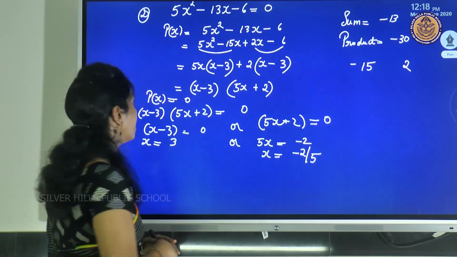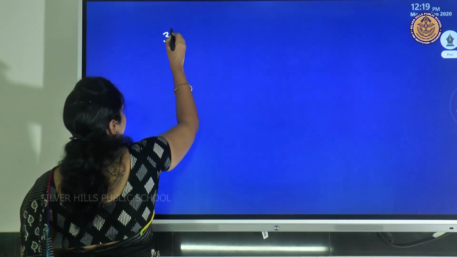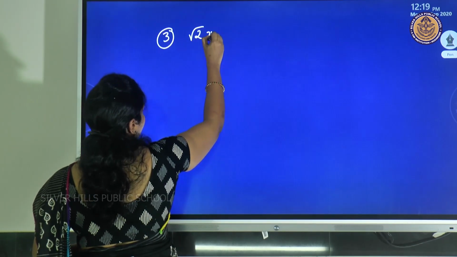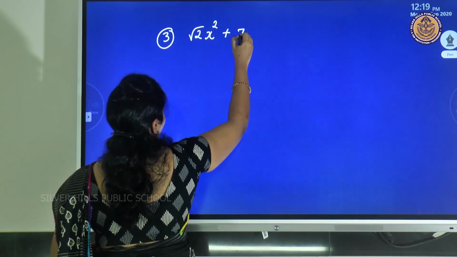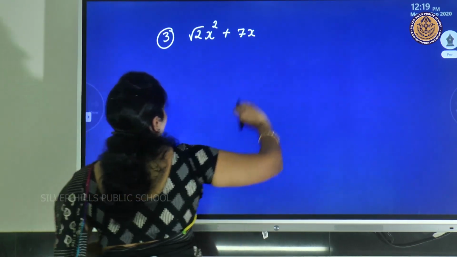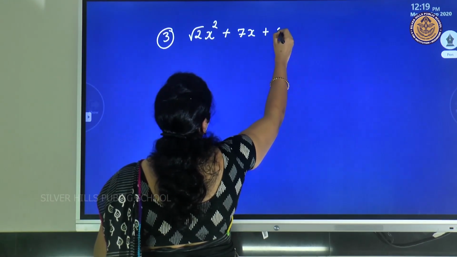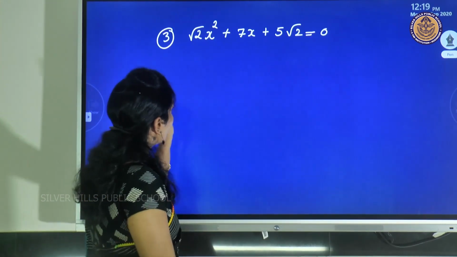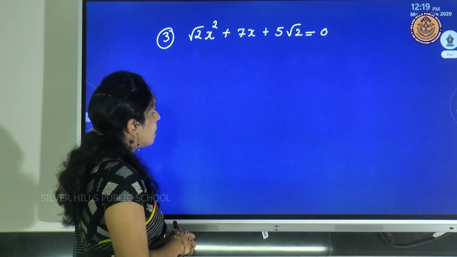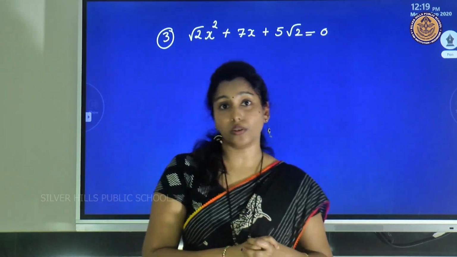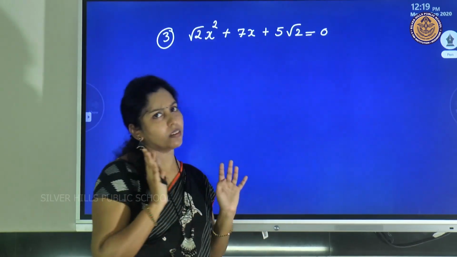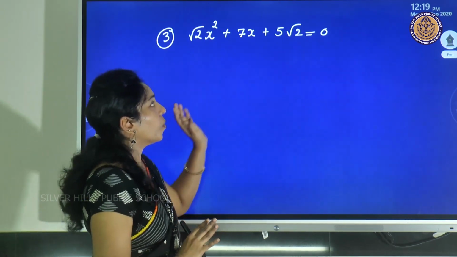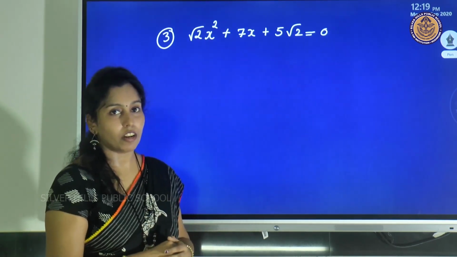So we will do 2 more questions. Question number 3. Solve root 2x square plus 7x plus 5 root 2 is equal to 0. So here root is coming, but still the method is same. We follow the splitting the middle term method. We equate it to 0 and we collect the values of x.